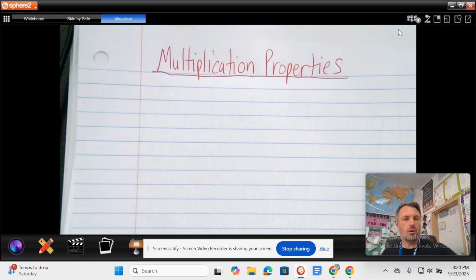Okay, what are multiplication properties? Well, remember, a property is a rule or law in mathematics that the numbers always follow. And today we're going to talk about four multiplication properties and 2 division rules. Okay, so let's take those properties one at a time.